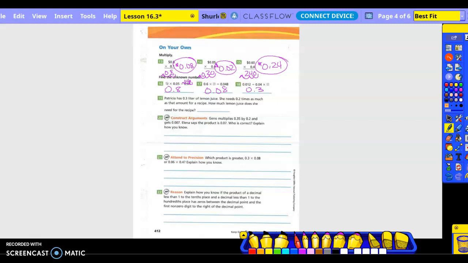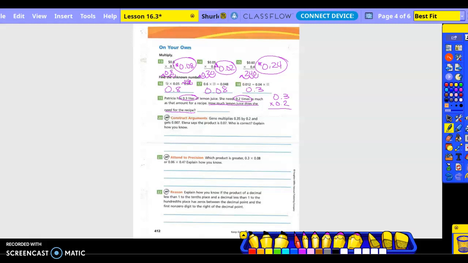Patricia has 3 tenths of a liter of lemon juice. She needs 2 tenths times as much as that amount for a recipe. How much lemon juice does she need for the recipe? So she has this much of the lemon juice, 2 tenths as much. How much lemon juice does she need for the recipe? So I'm going to take what? 3 tenths times 2 tenths.